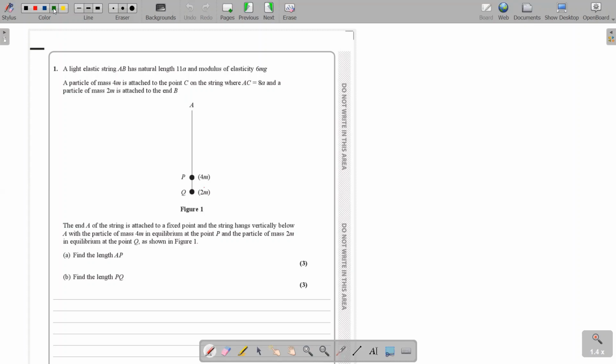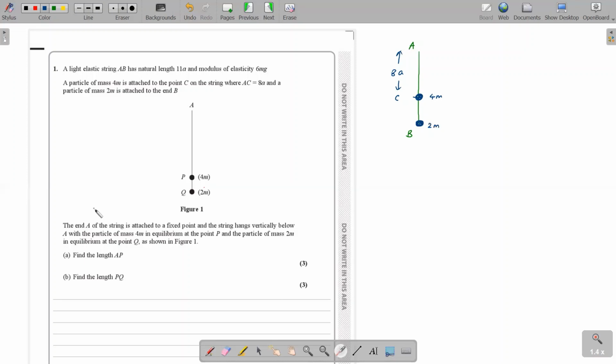Shall we first draw this string in its natural length? So when you consider this string in its natural length, this is AB. The total natural length is 11a and the lambda value is 6mg. They say the particle of mass 4m is attached to point C where AC is 8a. And you see AC is 8a and you attach the particle of mass 4m. And then, they say a particle of mass 2m is attached to the end B. So at B, you have a mass 2m.